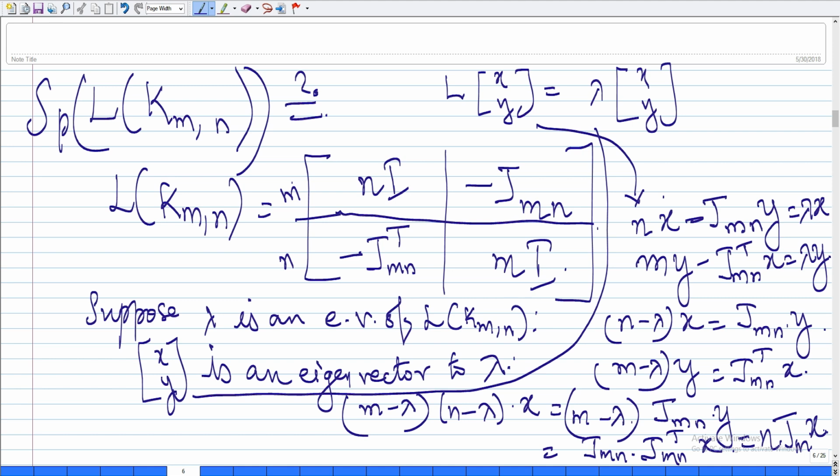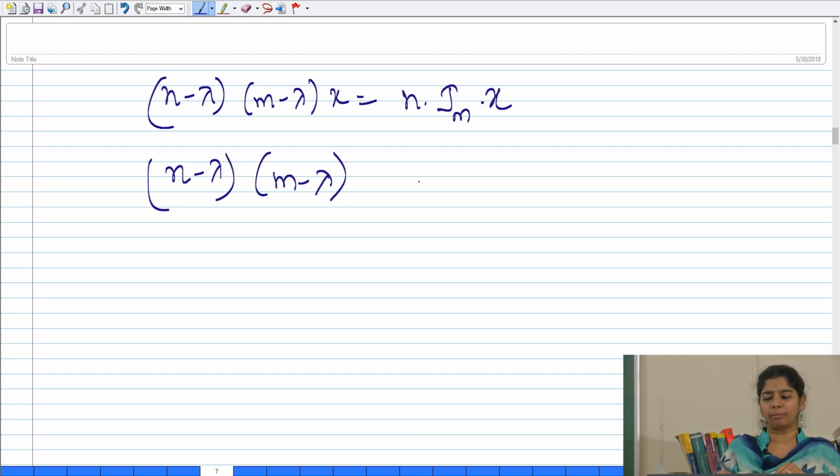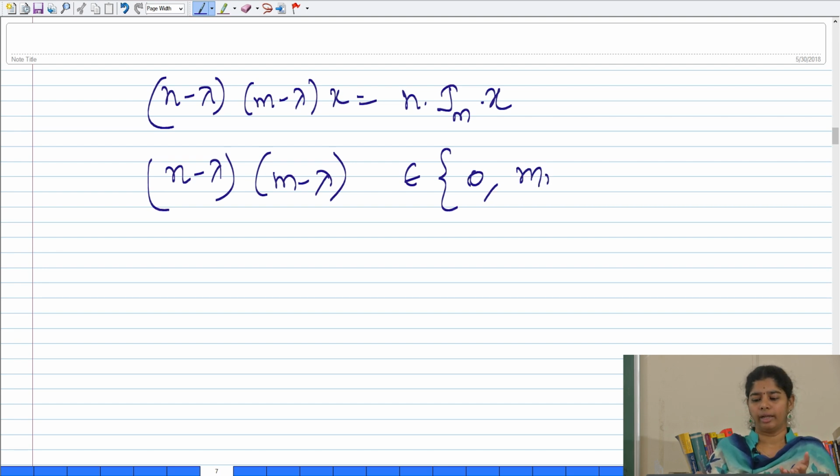So, now from here what can we say? M minus lambda into n minus lambda is an eigenvalue of this matrix n times Jm, right, because now we have got an eigenvalue expression, right, some quantity times a vector x is equal to a matrix times the vector x, right. So, from here if you just equate these two, you see that n minus lambda into m minus lambda x is nothing but n Jm into x. So, this product is going to be an eigenvalue of n times Jm, right. So, what are the eigenvalues of n times Jm? 0 and m, right. And you also have an n times multiple of it, so that means 0 and nm, right. So, that means my n minus lambda into m minus lambda should be an element coming from either 0 or mn, right.